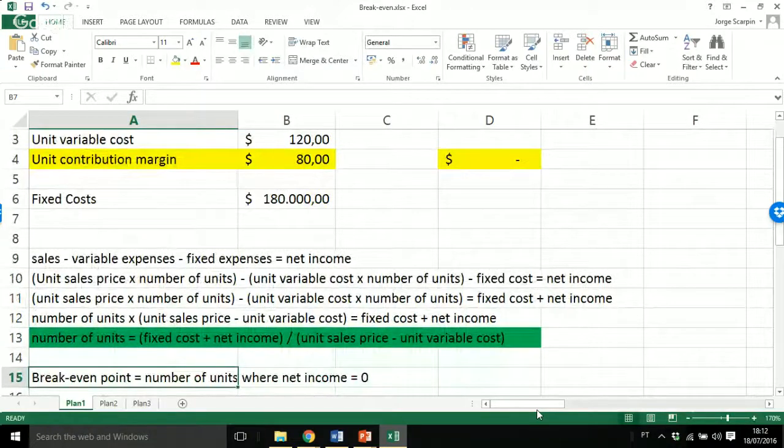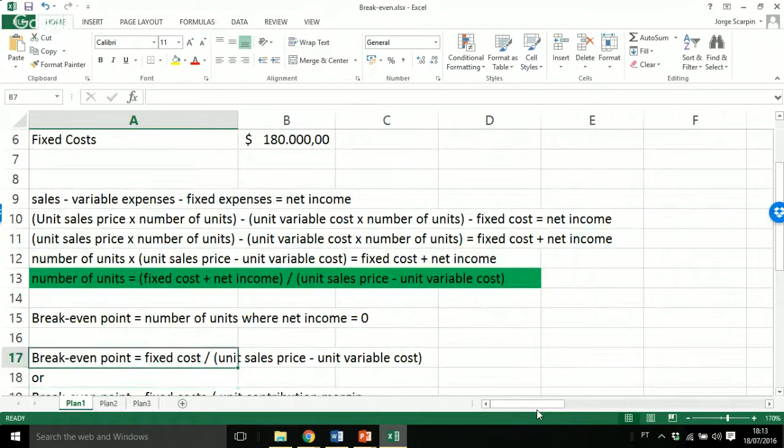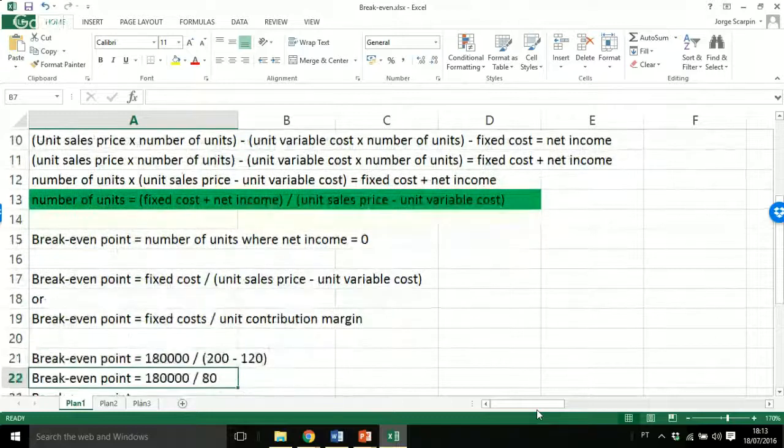And what is the break-even point? Break-even point is the number of units or the amount of sales where net income is equal to 0. So our break-even point will be fixed cost plus 0, so we do not have the net income in our formula, divided by unit sales price minus unit variable cost. Or remember, what is contribution margin? Contribution margin is unit sales price minus unit variable cost. So break-even point can be written as fixed cost divided by unit contribution margin.